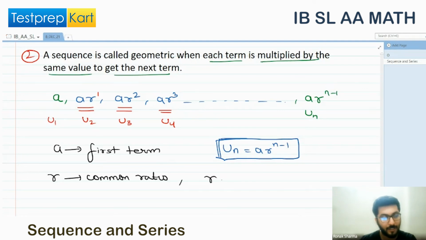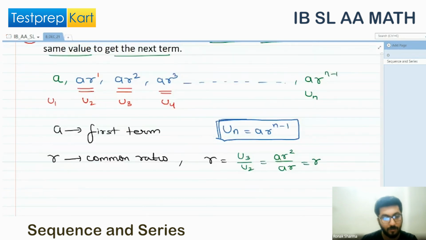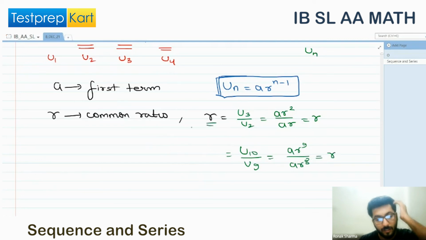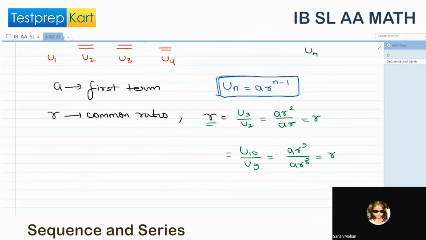And R can be calculated by taking the ratio of any two terms. Like let's say U3 by U2. So this will be AR square by AR. See, we are getting R. You take any two terms, let's say U10 by U9. So U10 will be AR power 9, U9 will be AR power 8. So this will become again R. So R is nothing but the ratio of any two consecutive terms.